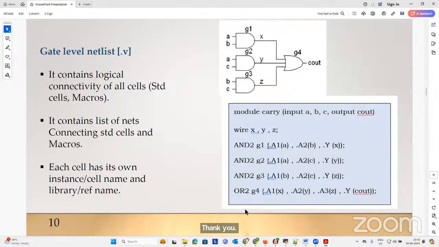As we have seen, the gate level netlist has standard cells and their gate numbers and standard cell gate information. And if at all we have any macros, okay.